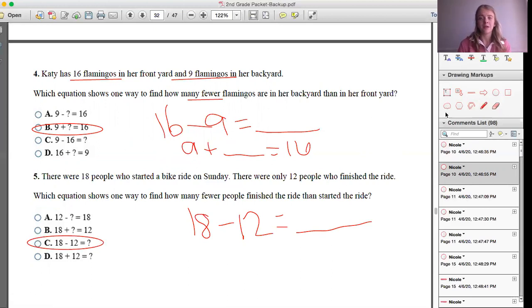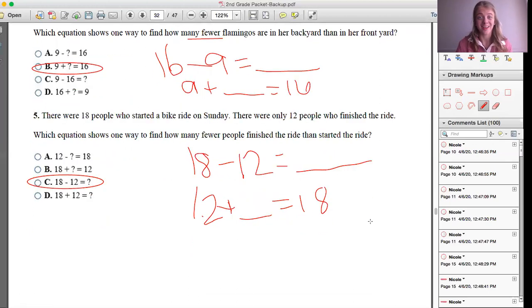If we were to rearrange it into an addition problem, however, remember, oops, I just gave you the answer. We don't know the answer yet. Erase, erase. So 12 plus blank equals 18, if we had to rearrange it, but our answer is already there.